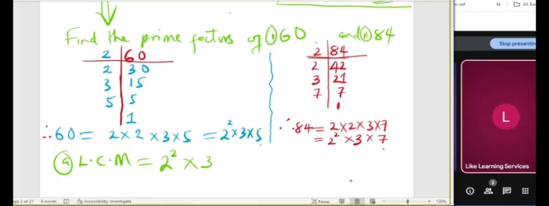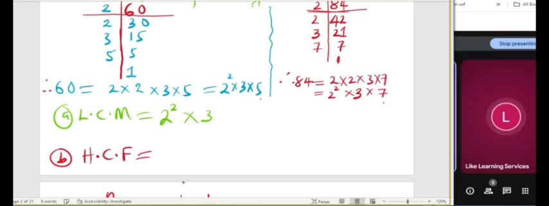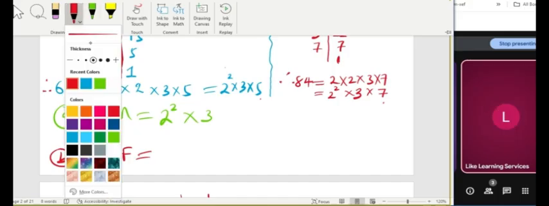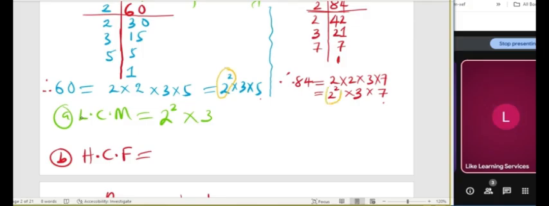All right. Can I tell you something? Since you have an idea, let's start with HCF. HCF is easy. If you're asked to find the HCF, you pick the ones that you have in both of them, the same thing in both. We have 2 raised to the power 2 for 60, and we also have it for 84. So we will have 2 raised to the power 2.